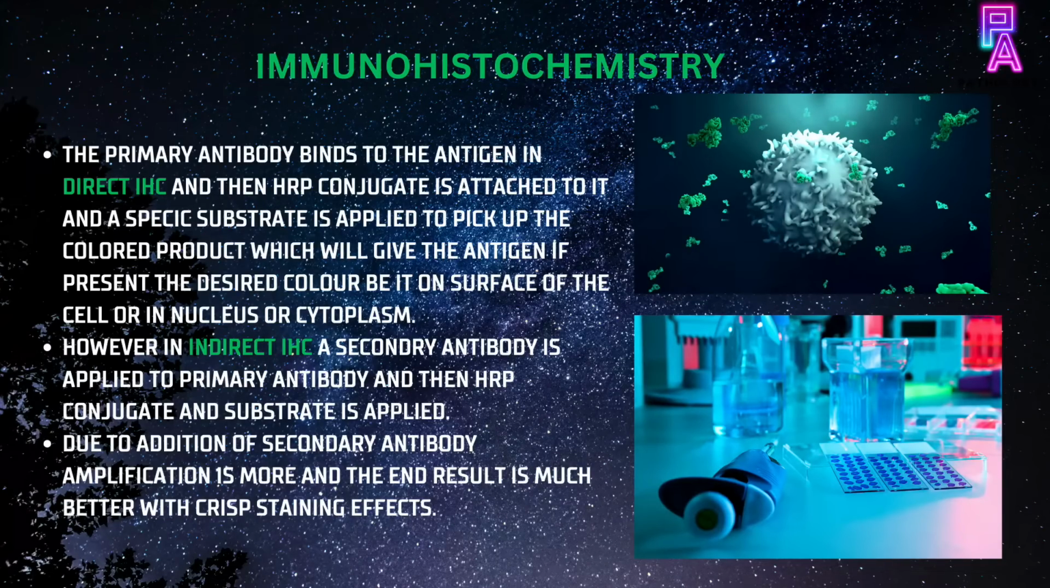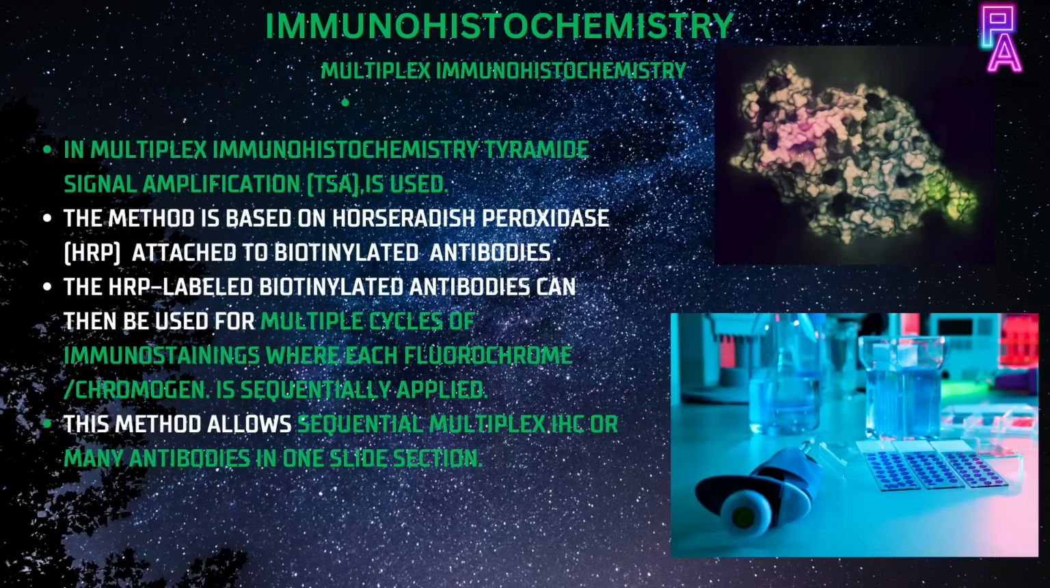However, in indirect IHC, a secondary antibody is applied to the primary antibody and then HRP conjugate and substrates are applied. Due to the addition of secondary antibody, the amplification is more and the end result is much better, with crisp staining effects. Coming to multiplex immunohistochemistry.